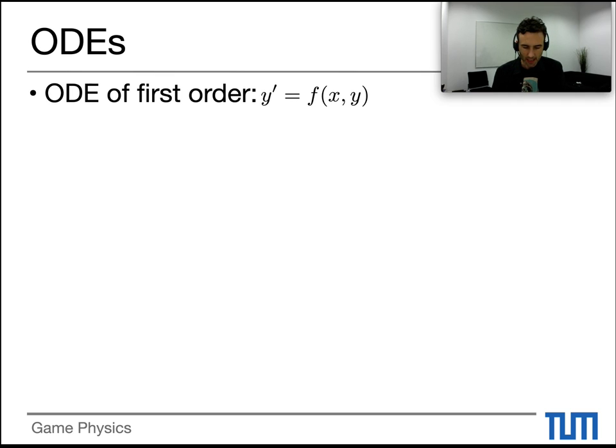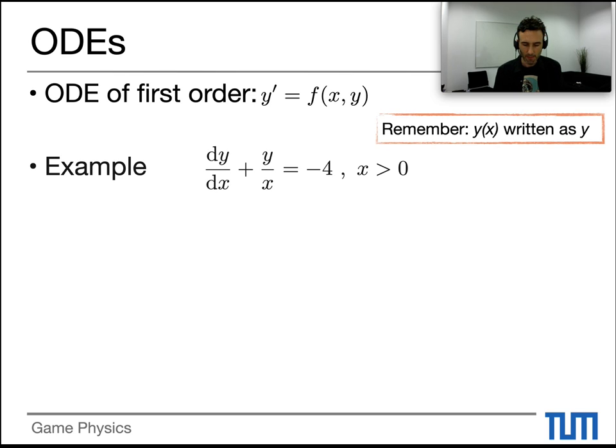For first order ODEs, as mentioned before, this is the shape we're having, and there is a whole theory on ordinary differential equations. They come up in quite a few situations, and here is one example written out: the derivative of y with respect to x, plus y divided by x, is equal to -4. In order to find a nice solution, we're assuming that x is larger than 0.